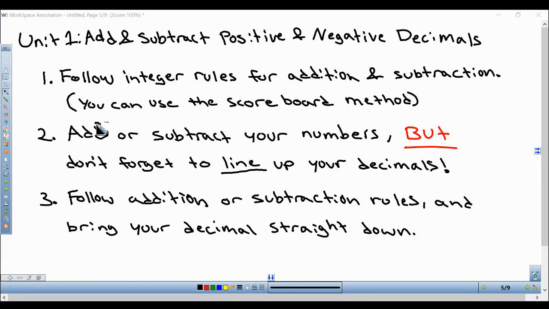And you can use a scoreboard method. Some students may not need it, but the scoreboard method, as you'll see in questions 2, 3, and 4, is a great idea. It can really help organize your thoughts, but if you don't need it, fine. So after we follow those rules, we are going to want to add and subtract our numbers, but don't forget you must line up your decimals. If you do not line up the decimals, you will get the incorrect answer, and you'll see exactly what that looks like here in a second. And for the third step, you want to follow your addition and subtraction rules and bring your decimals straight down. Bring your decimals straight down for your answer.